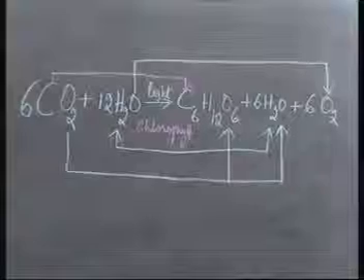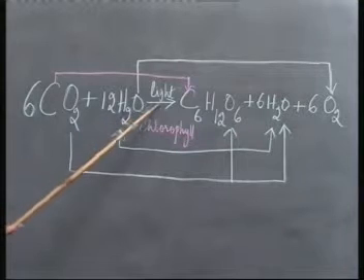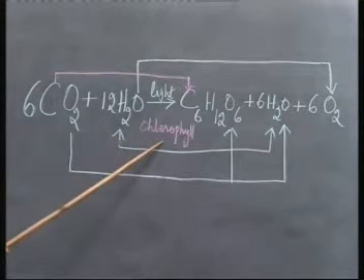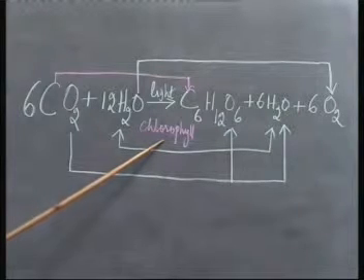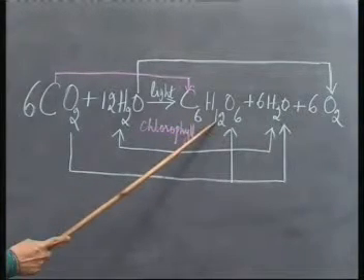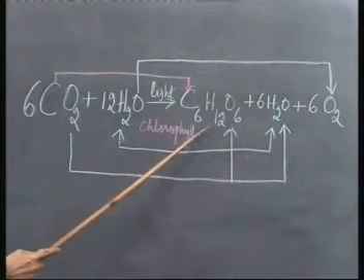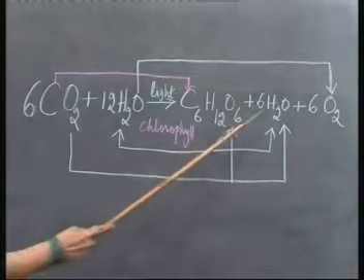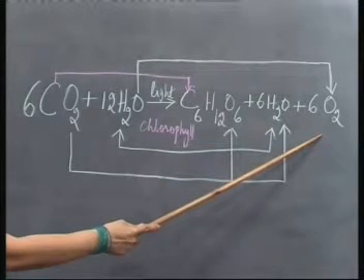Now let us have a look at the equation of this anabolic process. Carbon dioxide reacting with water in the presence of light and chlorophyll, and this takes place in the cell organelle chloroplast to give us glucose, simple sugar, which would later polymerize to form starch. Water and oxygen gas is evolved.